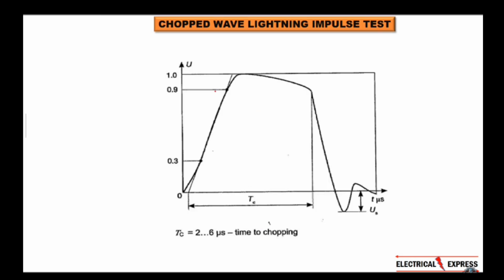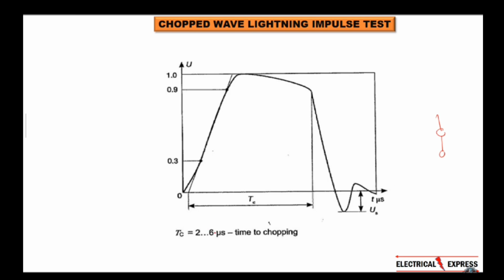Next friends, we understand chopped wave lightning impulse. Whatever we just talked about, 1.2 microseconds, 50 microseconds front time, tail time, all that was full wave lightning impulse. The connection between chopped wave and full wave, friend, is all the same. As we told in the beginning in the kit, there is a chopping device which we call multiple chopping device, MCD.